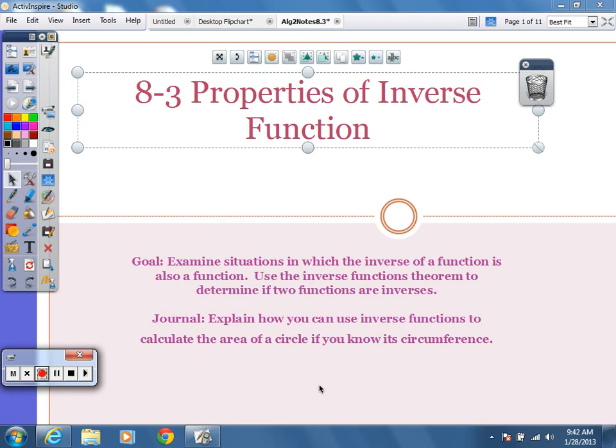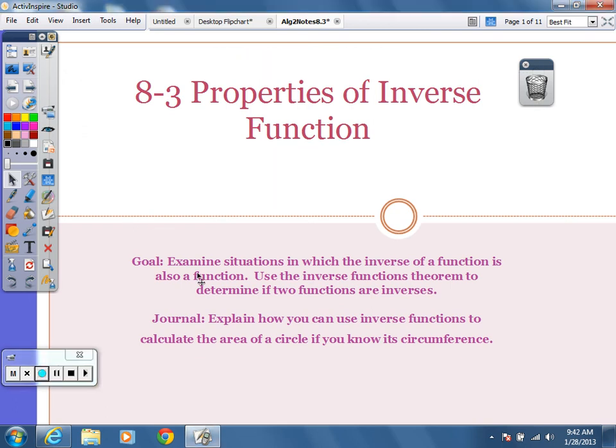Hi guys, this is section 8.3 and we're on properties of inverse functions. Our goal today is to examine situations where the inverse is actually also a function, and we're going to use the inverse function theorem to determine if two functions are inverses of each other. So it's a way to check to see if they are inverses.